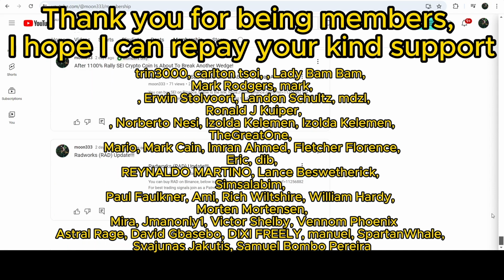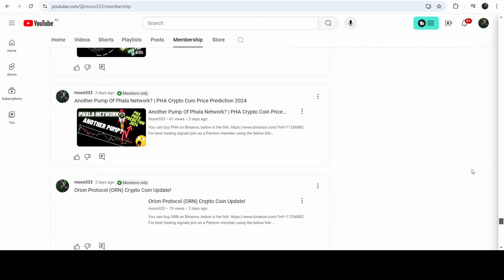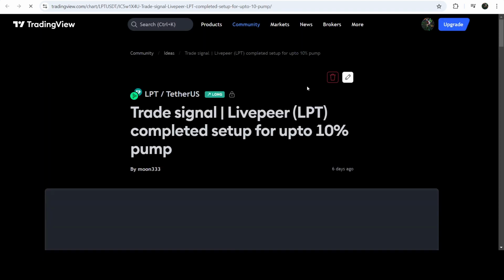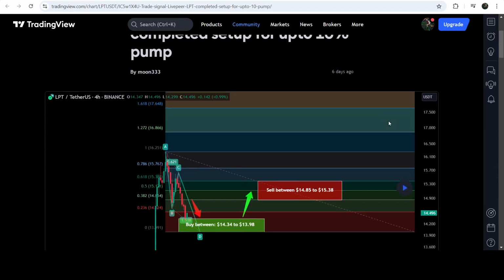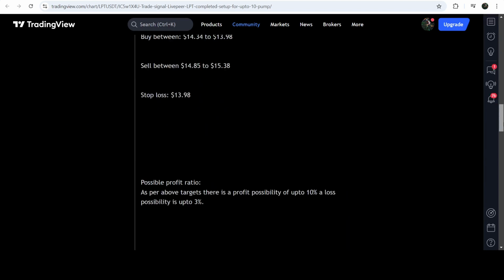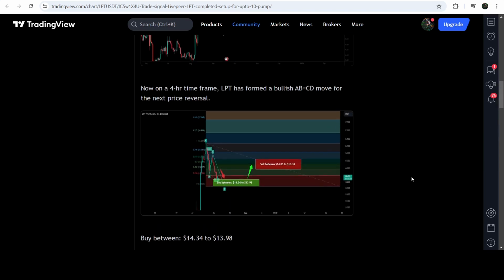So let's start the analysis, and first of all, I'm going to begin with my most recent trade signal for LPT that I shared a few days ago on 26th of August 2024 with my members. That was a harmonic bullish reversal, AB equal to CD move that LPT formed with the US dollar pair on a 4-hour time frame chart. And this was a complete trade setup, a buying zone, sell target zone and stop loss.